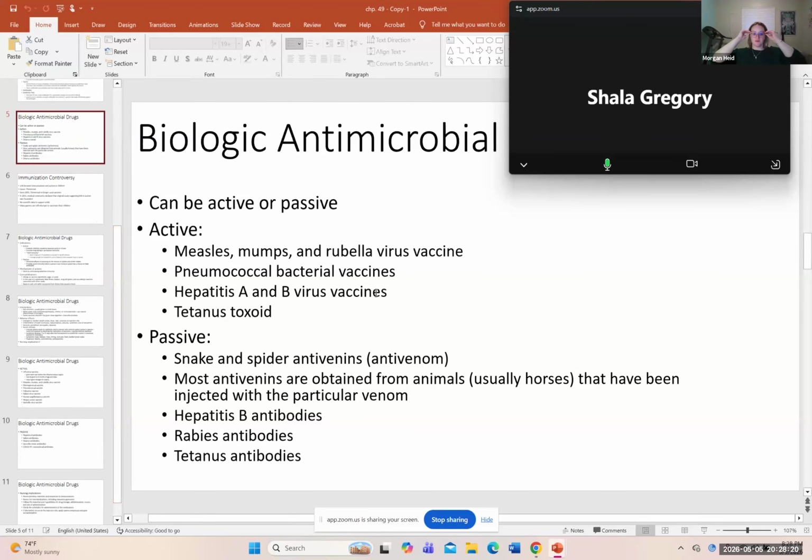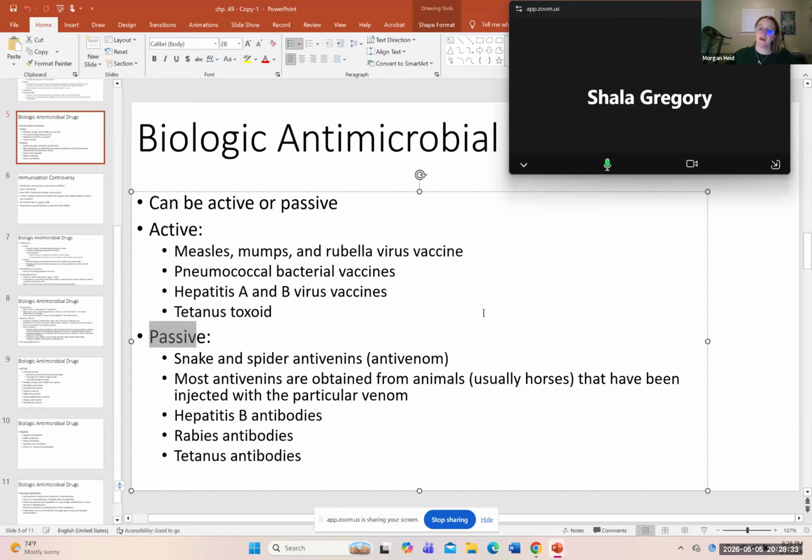So there's two types of these. There's active and then there's passive. So if I'm giving you a biologic, usually to prevent or treat an infection, it's going to be active or it's going to be passive. These are not antibiotics to treat infections. So I want to make that clear. That's a whole separate category of treatment. These are more immune system based. Okay. Does that make sense?